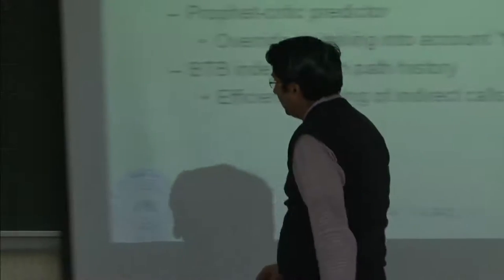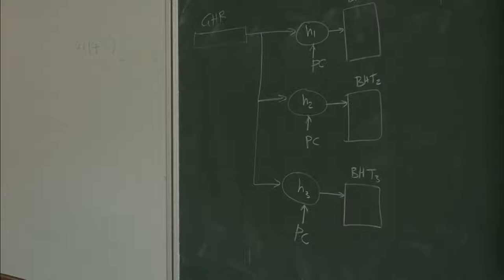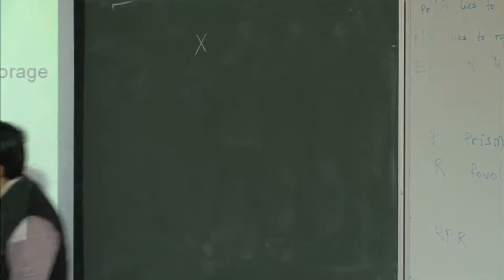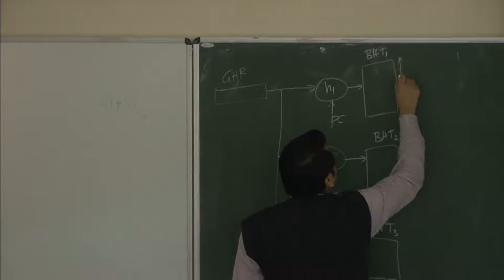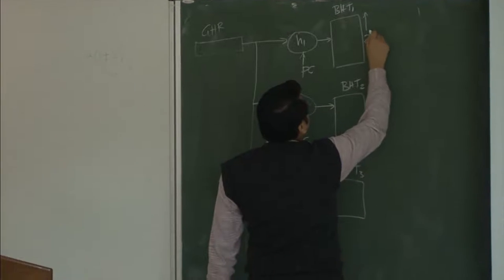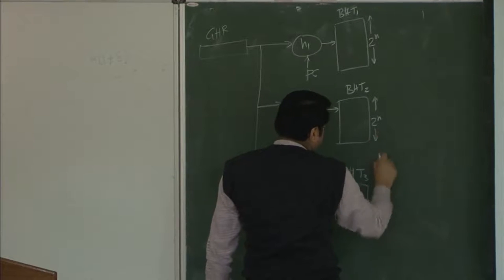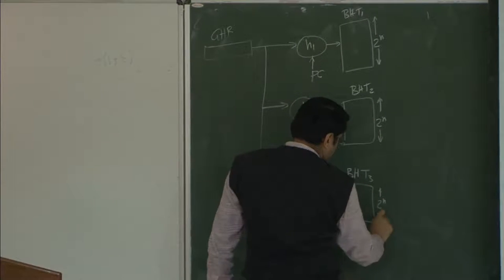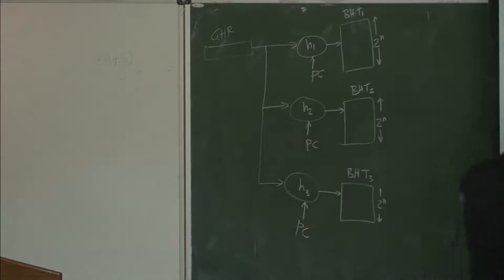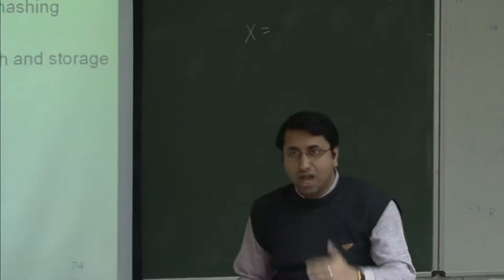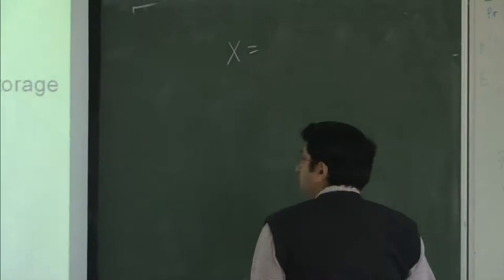One family of hash functions that people often use, I'll simplify this a little bit. I'll assume that the input to the hash function is some value x. Let's first fix these sizes. Let's suppose this will be some power of 2, let's say 2 to the n. So x is essentially a combination of the GHR and PC, which is the input to the hash function. I'll write x in base 2 to the n.